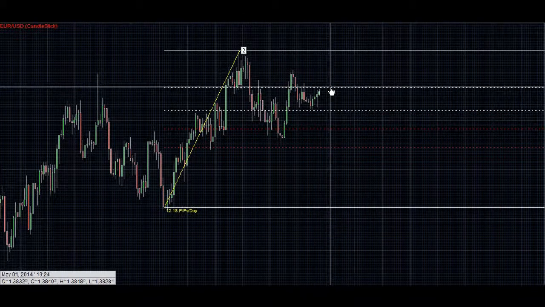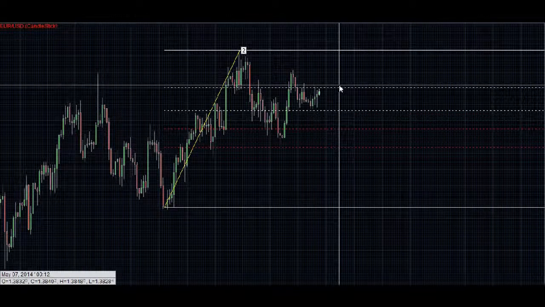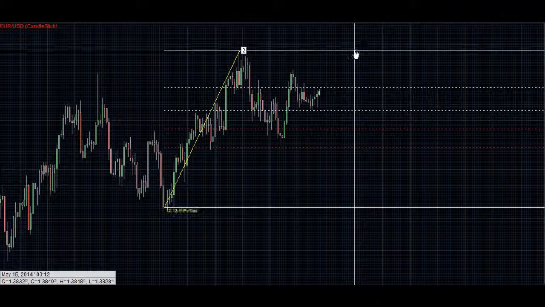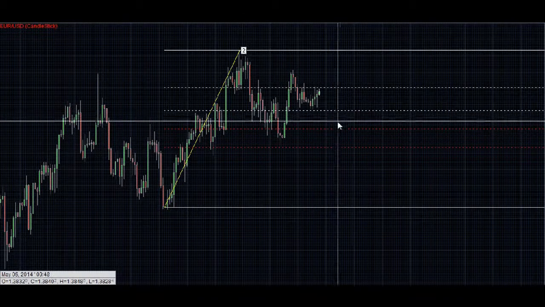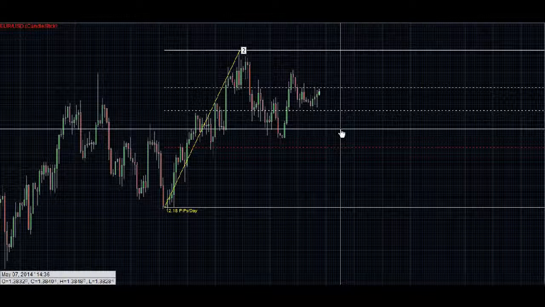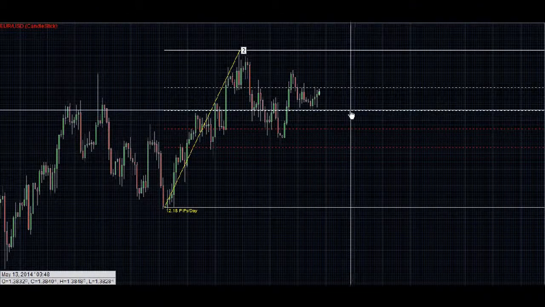Now if this price actually did break the 23.8 line, that 23.8 line would transform into a support, and the 0% line would be the resistance, and the same applies if it went underneath the 38.2 line. It would use the 50% line as support and the 23.8 line as resistance.